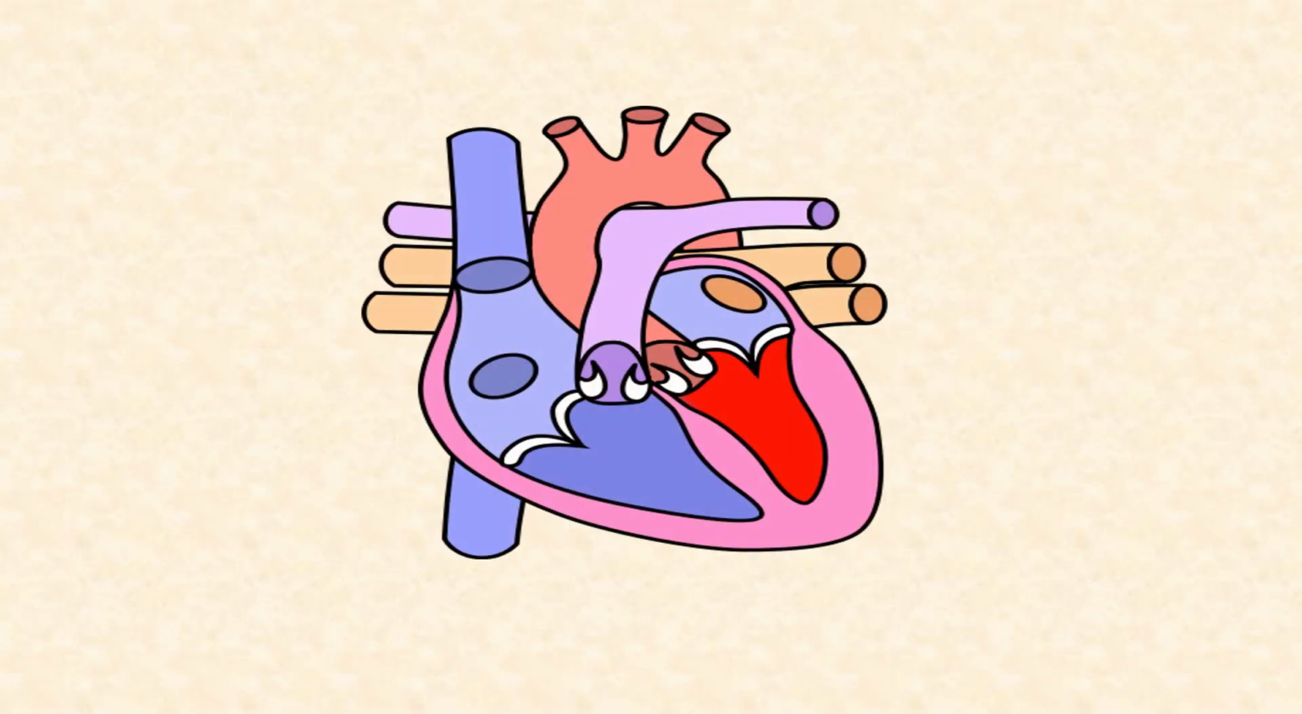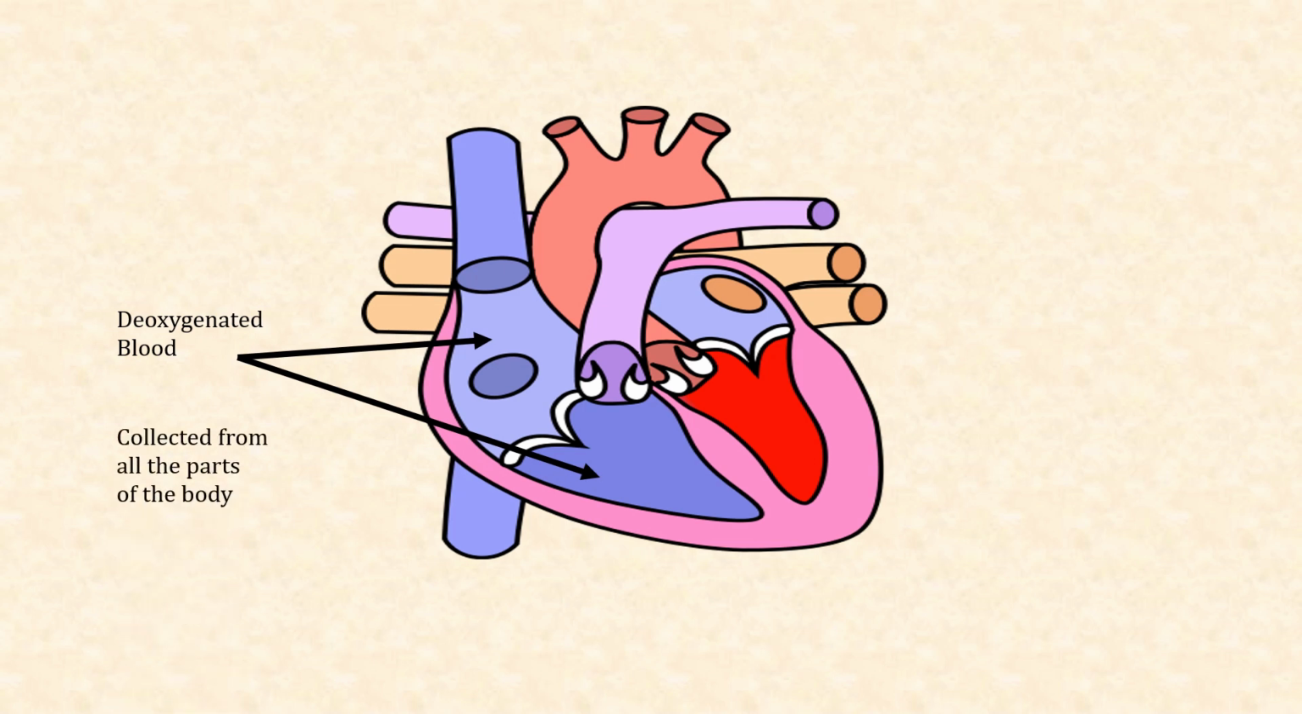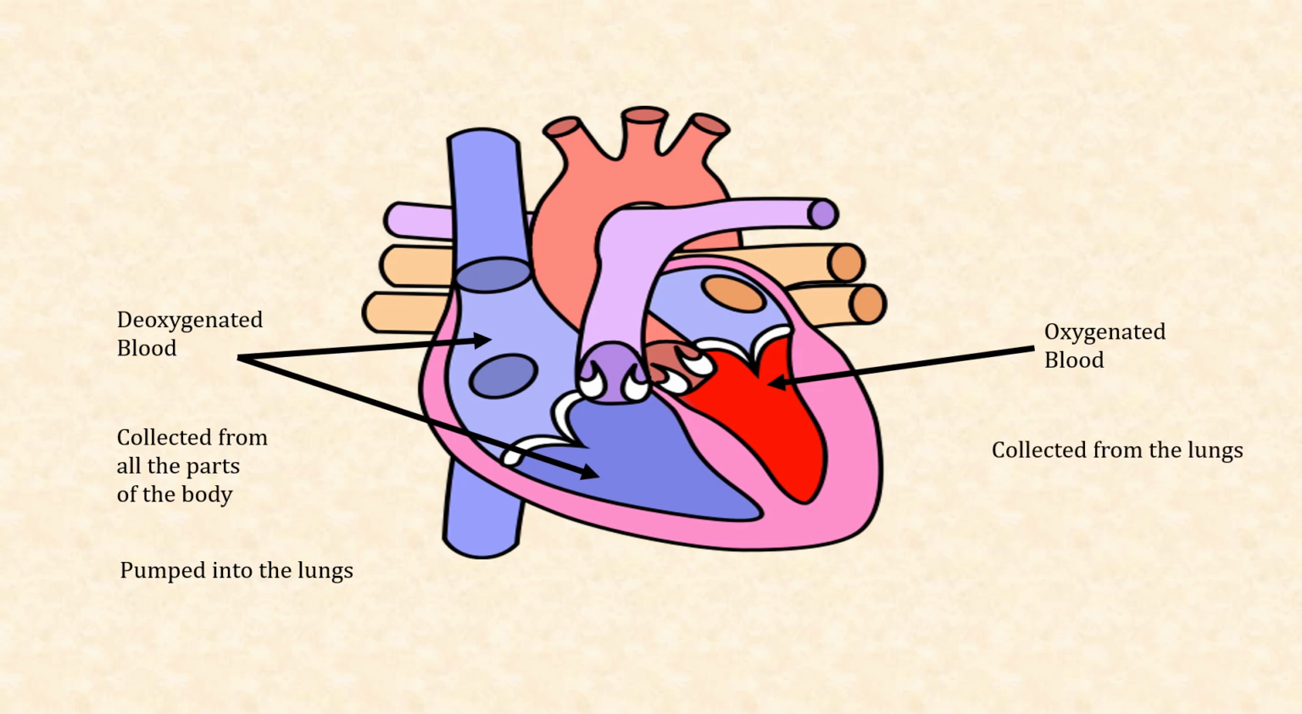Dear students, you know that the heart is a pump which keeps pumping the blood. In this diagram, you can see there are 2 major colors. One is blue, another one is red. The blue color indicates deoxygenated blood. This deoxygenated blood is collected from all the parts of the body and it is pumped into the lungs for oxygenation. And the red color indicates oxygenated blood which is received from the lungs and pumped back into the body.